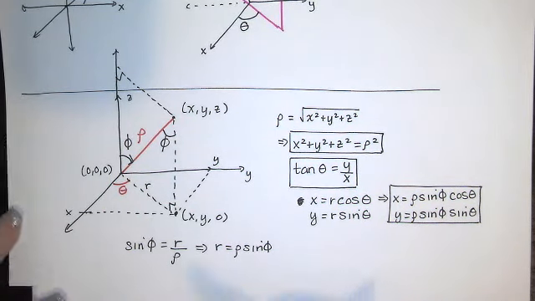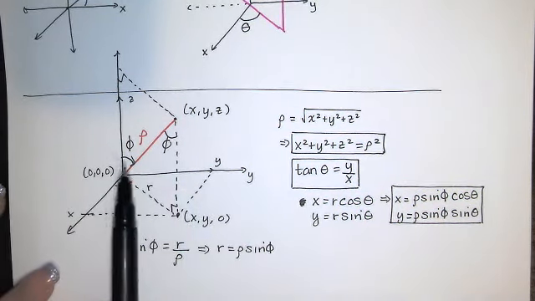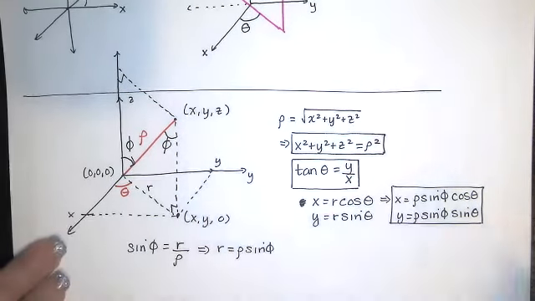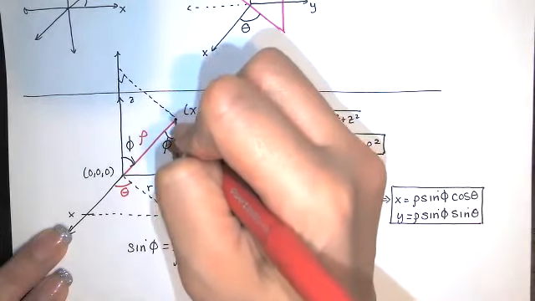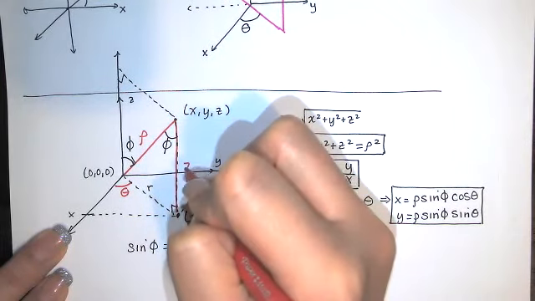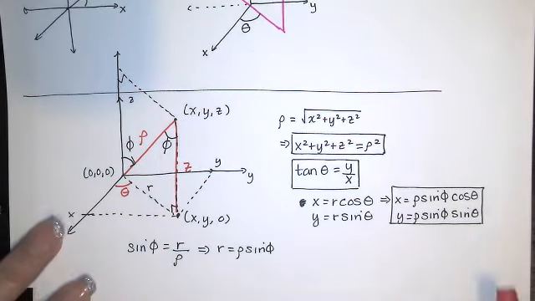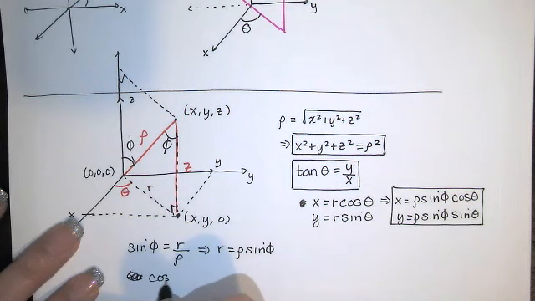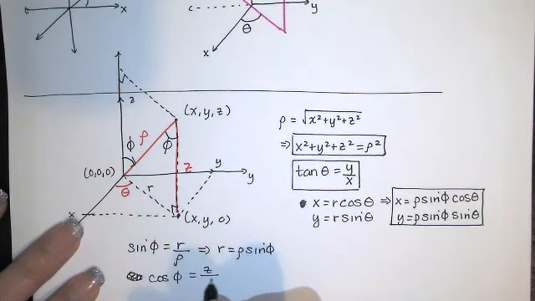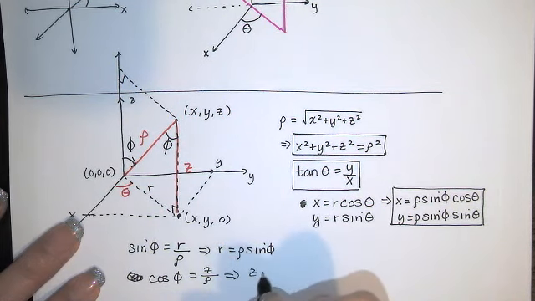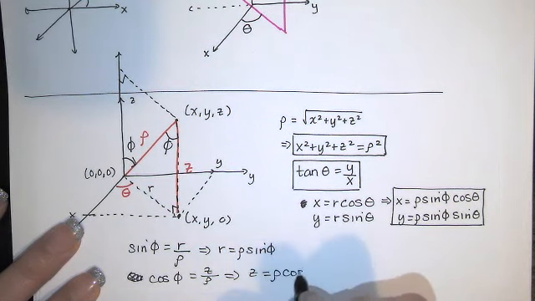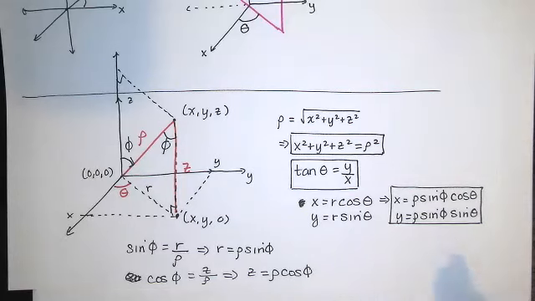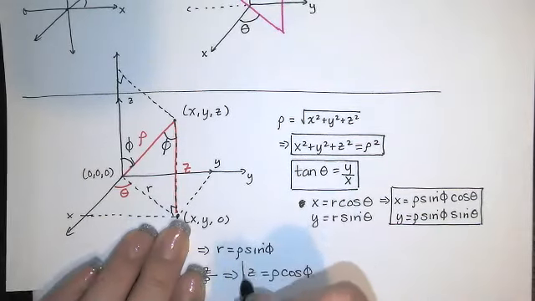Okay, and now we need to involve z in this somehow. How is z related to rho and phi? Well, z is this other side of the triangle. That's z. So z is adjacent to phi. So cosine of phi is adjacent over hypotenuse. So z must be rho cosine of phi. Okay, so that's another formula.